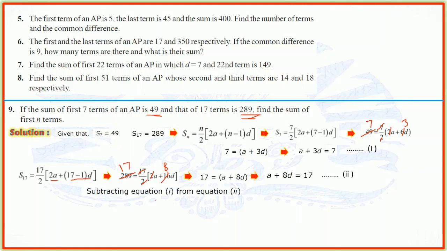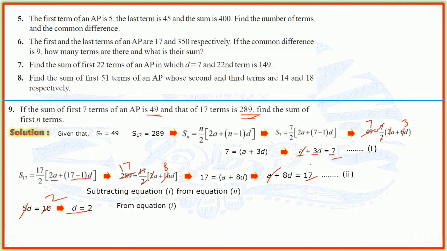Now subtracting equation 1 from equation number 2, we change the signs of equation 1, so all will be negative, so a and a are gone. So 8d minus 3d equals 5d, and 17 minus 7 is equal to 10. So 5 twos are 10, so d is equal to 2, we got. Now first we got the common difference, now we'll go for the sum.